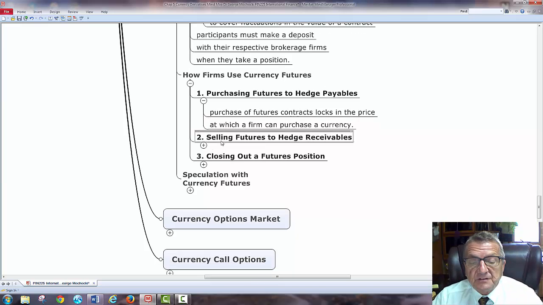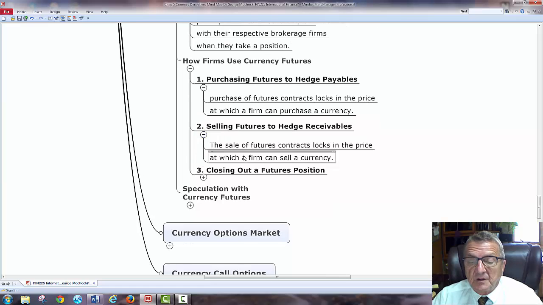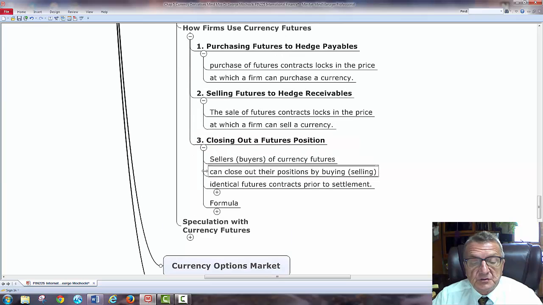Okay, the next one, selling futures to hedge receivables. The sales of futures contracts can lock in the price at which a firm can sell a currency. Different strategy. Okay. And then the last one, closing out a futures position.